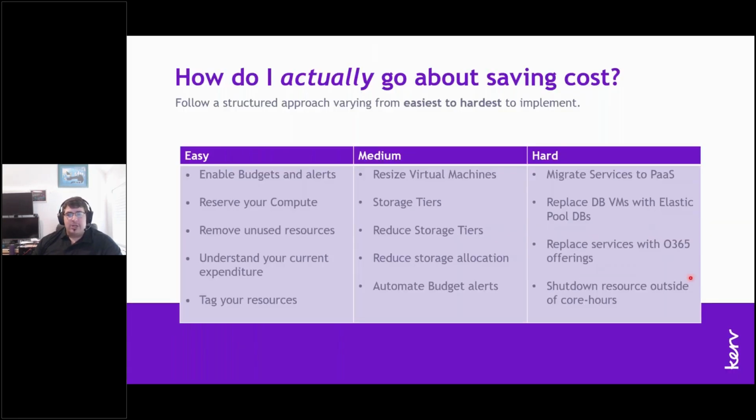How do you actually go about saving your costs? So we've broken this up from easy, medium to hard. Fundamentally, the easiest approach is enabling those budgets, reserving your compute costs, removing those unused resources, and understanding what your current expenditure looks like by using the billing module, and then finally tagging your resources. All these are very low intrusive and non-disruptive to your environment.